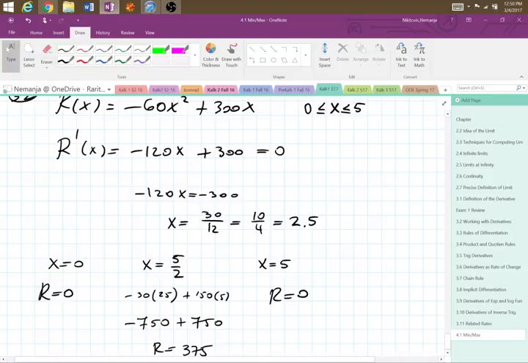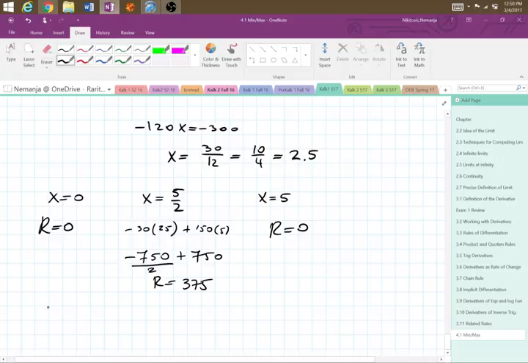Oh, because it's divided by 2 squared, which is 4. All right, there we go. All right, cool. So we see after messing up on the easiest problem that we have these points, which are 0, 0, 5/2, 375, and 5, 0.